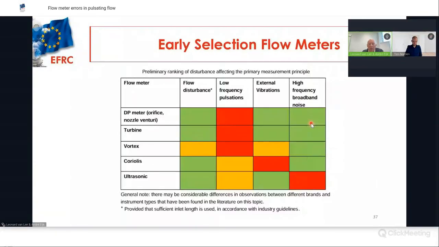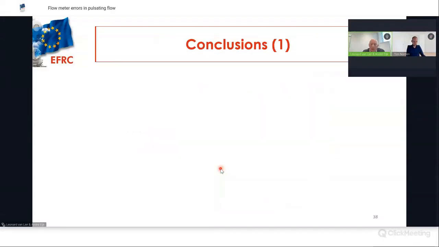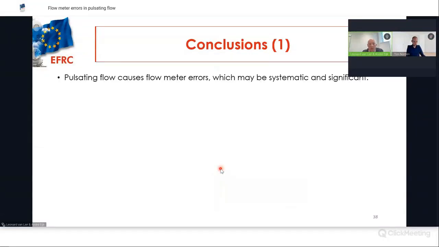If you are in the selection process of the flow meter, for instance in a FEED study, then the question is which flow meter shall be taken to minimize the flow meter error. This table gives an overview of the different flow disturbance effects for different types of flow meters, and green means that it is less sensitive, and red means that they are highly sensitive to pulsation and vibration flow meter errors. I will conclude now with the conclusions.